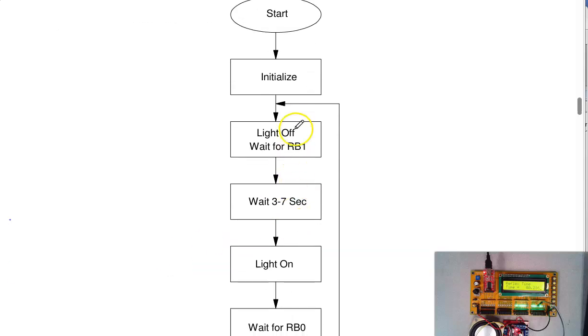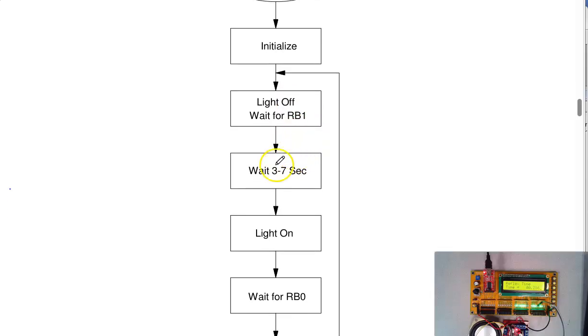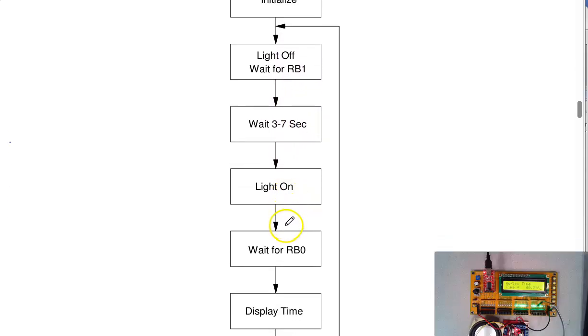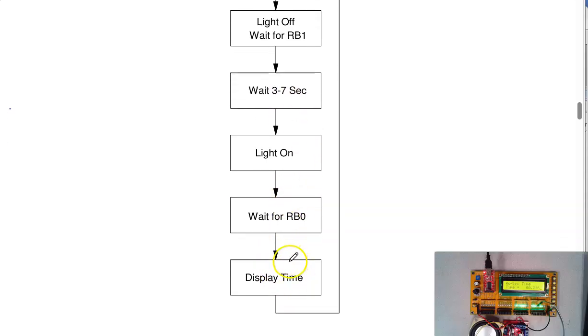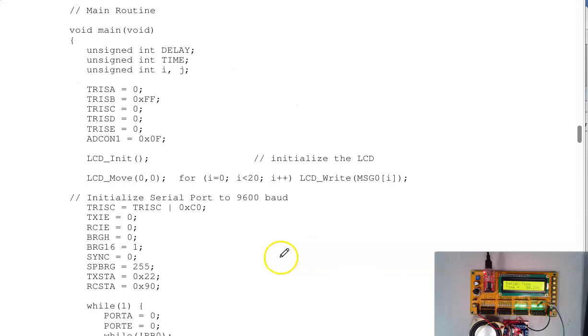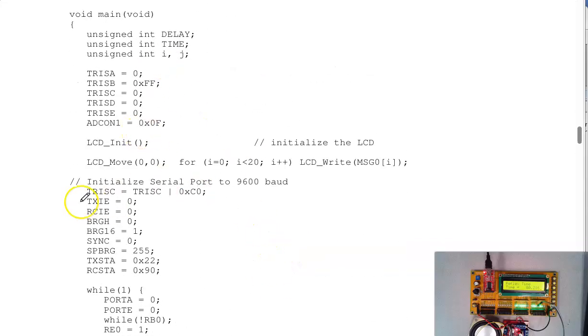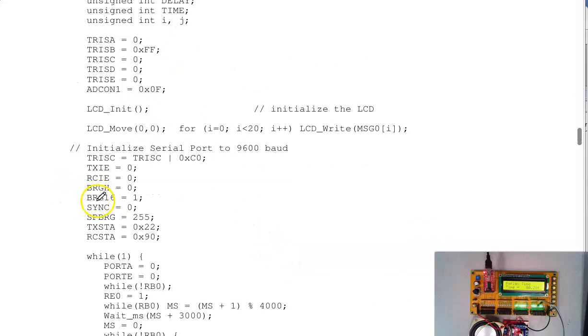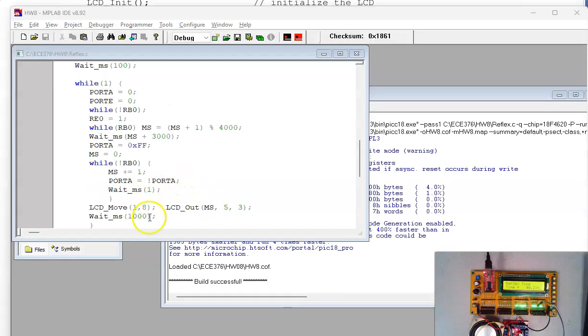Here's the flow chart. I start, wait, turn off the lights, wait for RB1. When I push it, wait 3 to 7 seconds, turn the light on, wait till I hit the button. When I do, measure the time difference, display the time, and repeat. So here's the code.